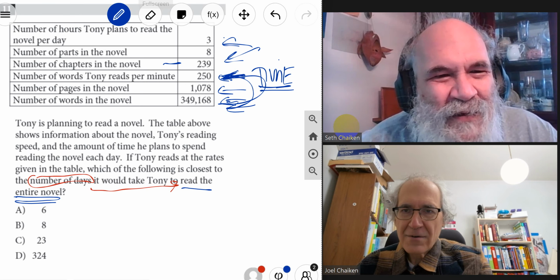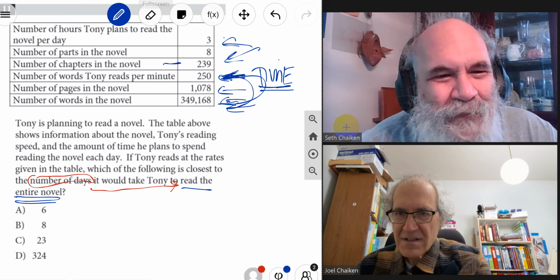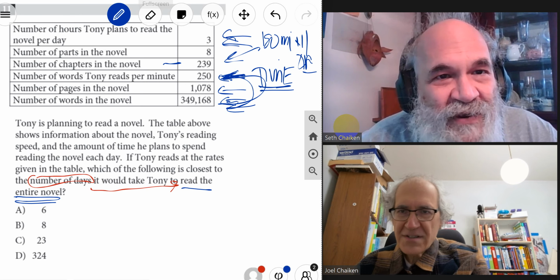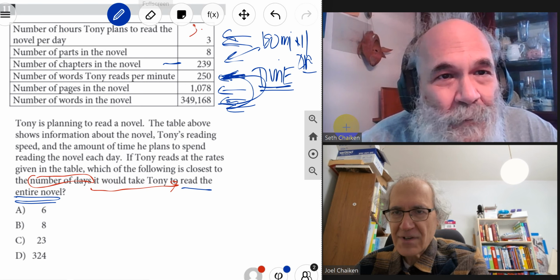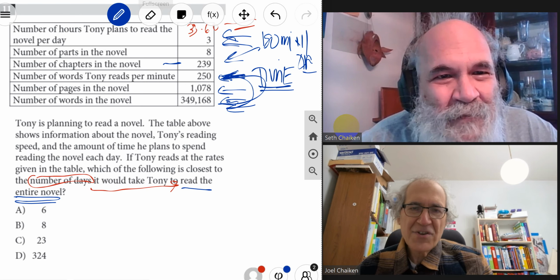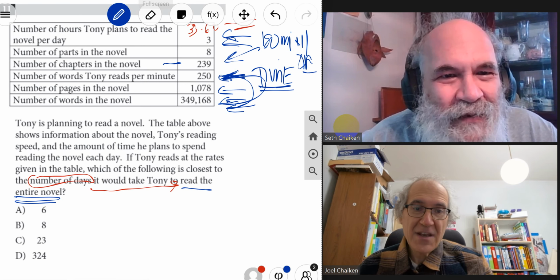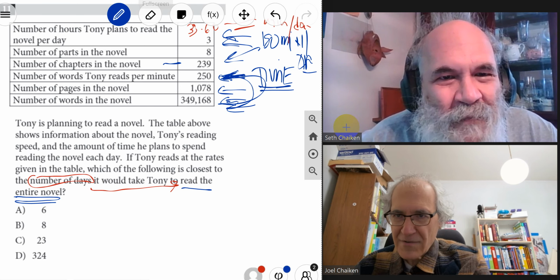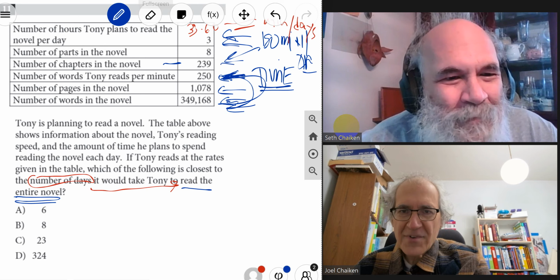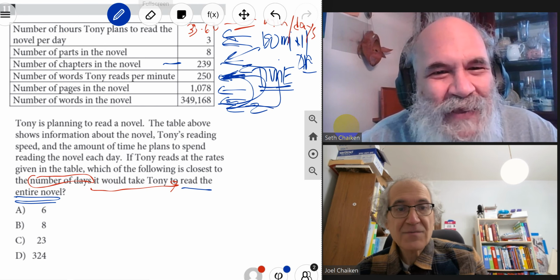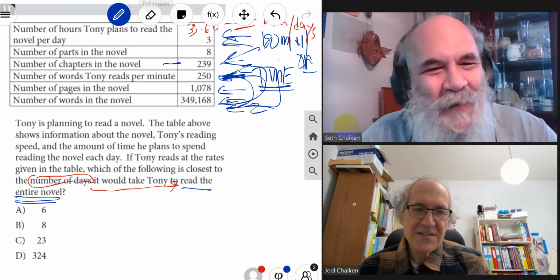Now, he plans to read for 180 minutes a day. Why? Because the number of hours Tony plans to read the novel per day is 3 hours. So that's 3 times 60, which is 180 minutes a day. So we have the number of days. We know the number of hours, we know the number of minutes that it'll take to read the novel, and we know that he reads 180 minutes a day.